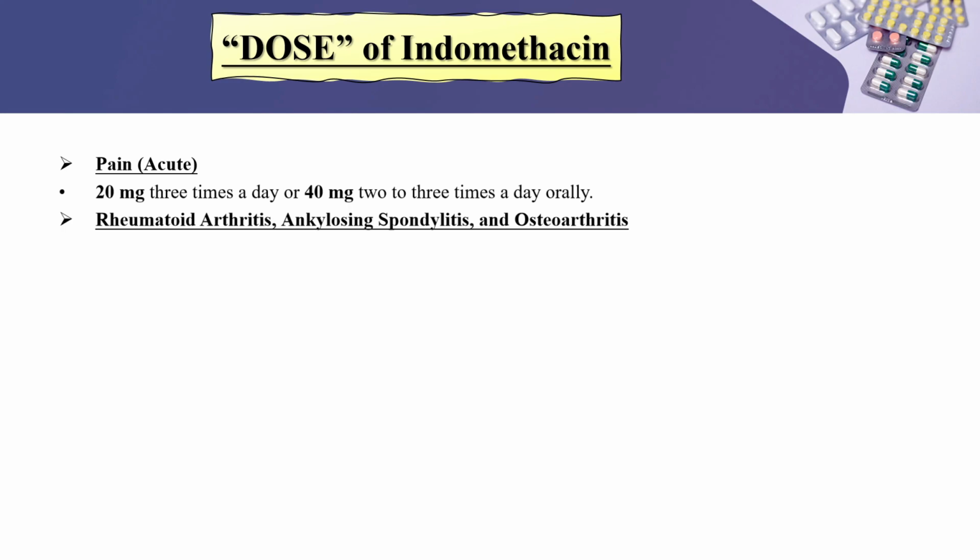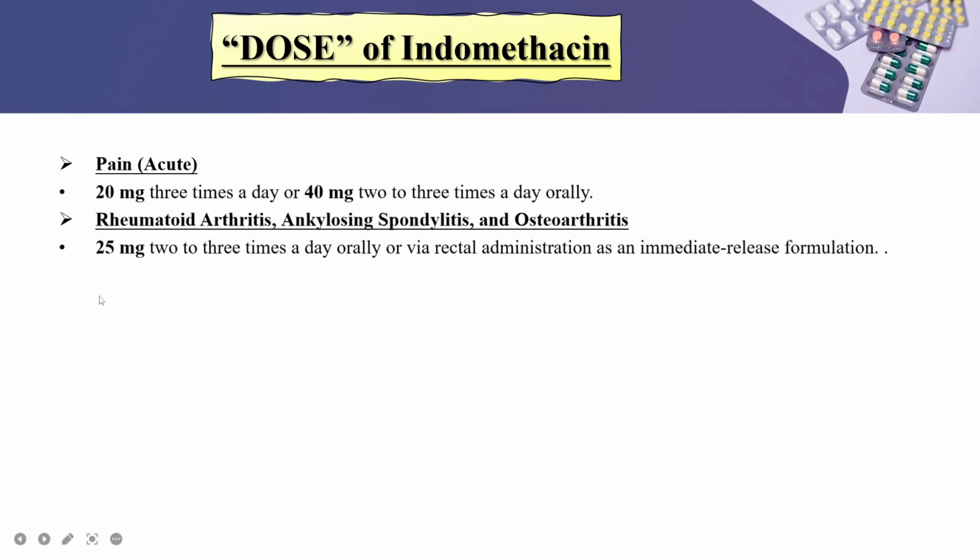Ankylosing spondylitis is basically inflammation in the joints and ligaments of the spine. As we know, ligaments in the spine help in moving and bending, so inflammation in them causes stiffness. Osteoarthritis is inflammation of joints. When the cartilage that cushions your joints gets inflamed and gradually starts deteriorating, this leads to osteoarthritis. So the dose for them is 25 milligrams 2 to 3 times a day orally or via rectal administration as an immediate release formulation. Or alternatively, 75 milligram extended release capsules can be administered.